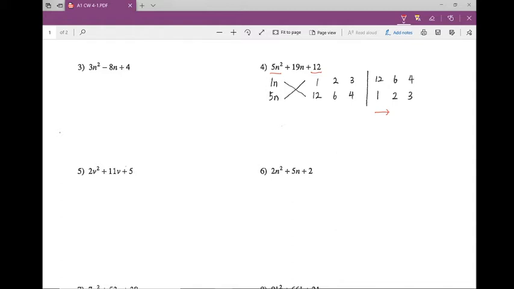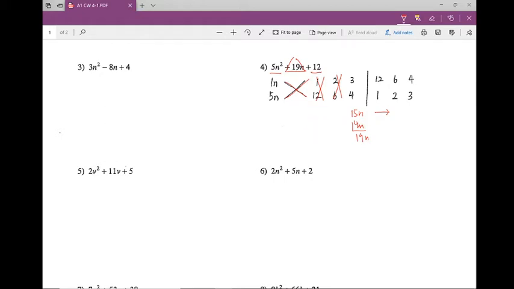Alright, so let's go through the list. 1n times 12 is 12n, 5n times 1 is 5n. We get 17n. That is not the term I want, since the term I want is a positive 19n. 1n times 6 is 6n, 5n times 2 is 10n, and we get 16n, again, not what we're looking for. Lastly, we're going to try 5n times 3, which is 15n, and 1n times 4, which is 4n, and we're left with 19n, exactly what we wanted.